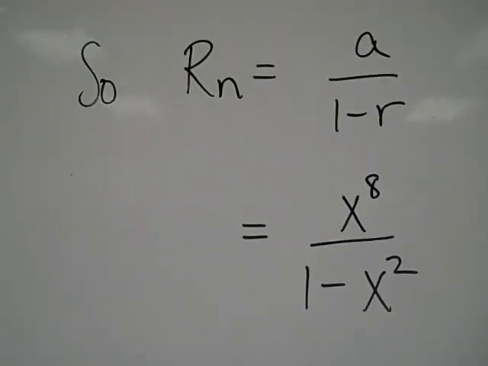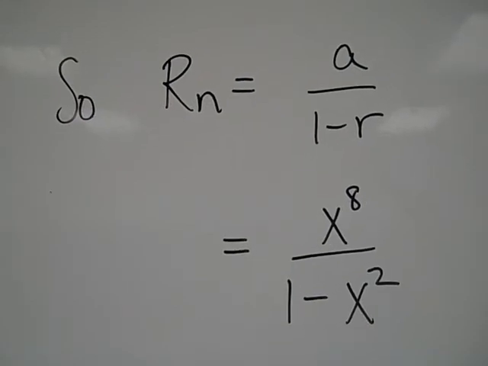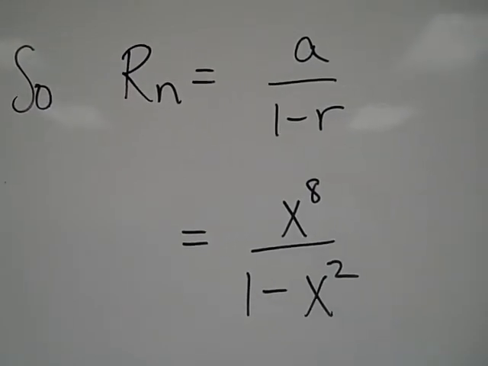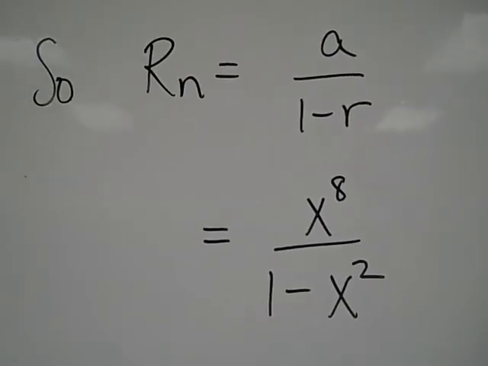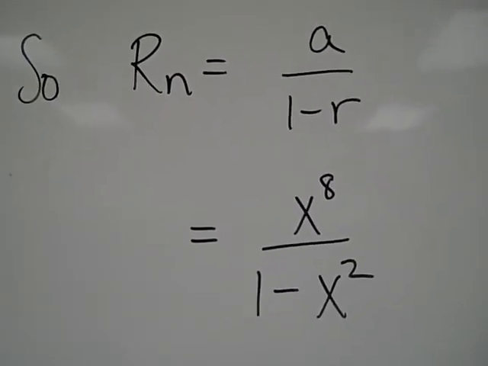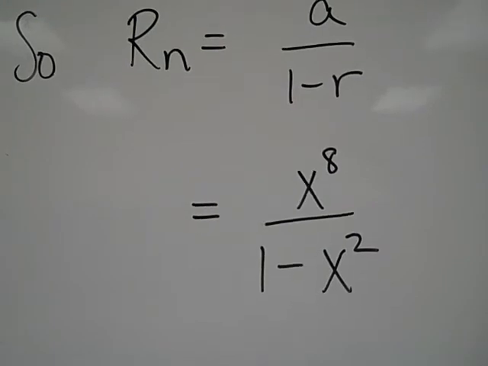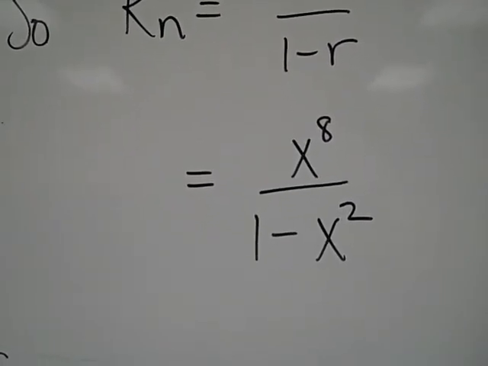So the remainder can actually be quantified as x to the 8th over 1 minus x squared. What that means is I can take any x value and plug it into that remainder equation and figure out how much error there is at that x value.